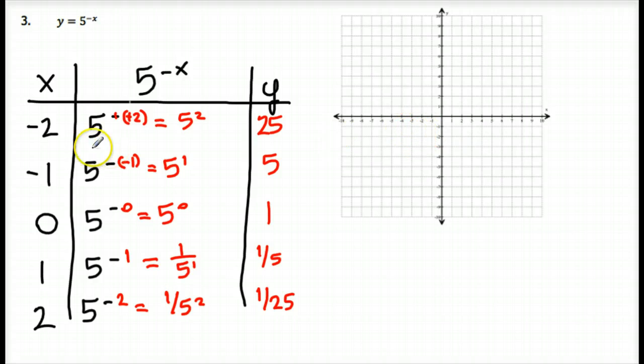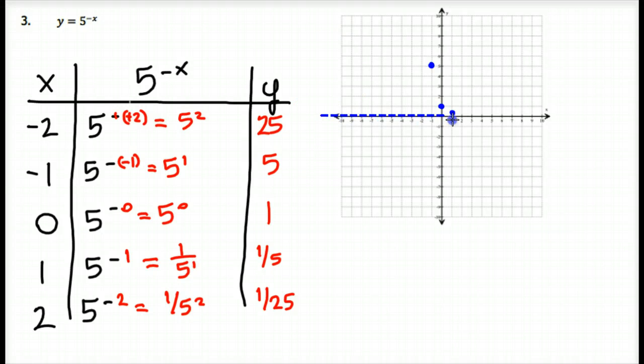What I am going to plot is the point (-1, 5), which is going to be right here. I'm also going to plot the point (0, 1), and the point (1, 1/5), which is just barely going to be above the x-axis, about right there. I'm not going to worry about the point (2, 1/25). 1/25 is just way too small to even try to plot on here. It's going to practically be on the x-axis. It's going to be so small. So I'm just going to go off these 3 points right here. As long as I know the basic shape of my graph, I'm okay.